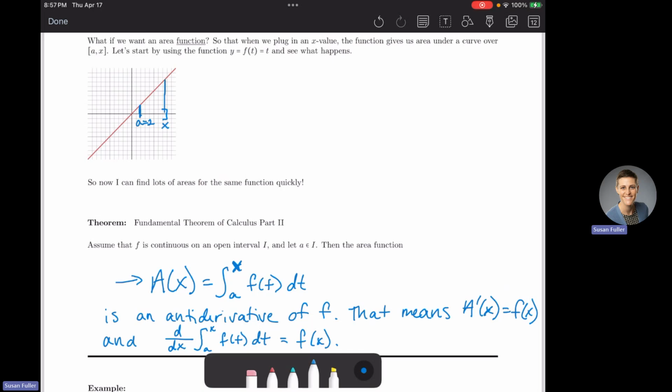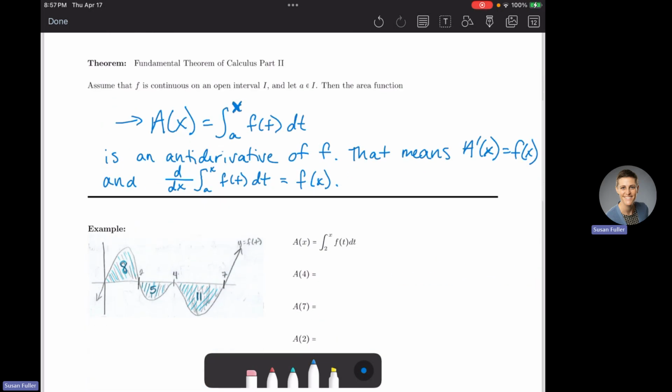And so wherever we want our area to end, that is going to be our variable, so that we can find areas underneath one function quickly over and over again without having to redo a bunch of integrals. We're going to integrate once. We're going to get an area function where when we plug in the right side of our interval, we get area out from our a value down to our x value.